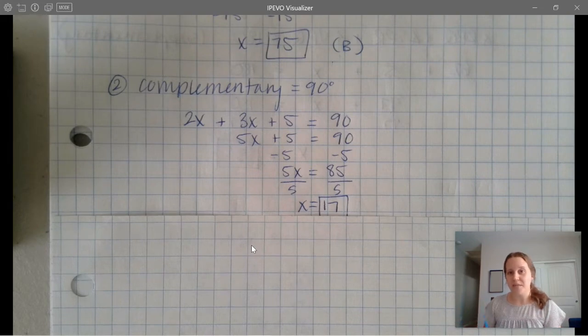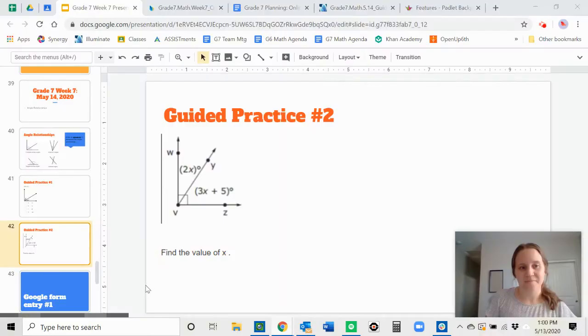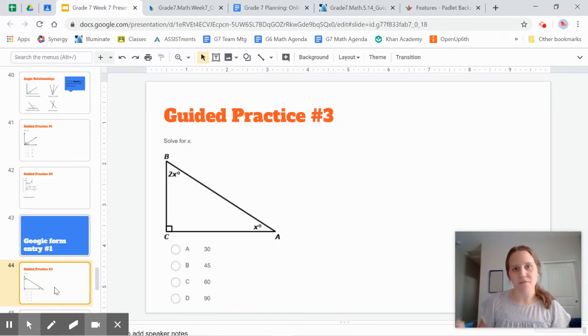Please pause here and update your paper if you need to. If you got this one on your own, put a big star next to question 2. Really excellent work. Awesome. Go ahead and enter your answer now for guided practice question number 2. This is the first question in your Google form. Awesome. Let's move on. Guided practice question number 3.